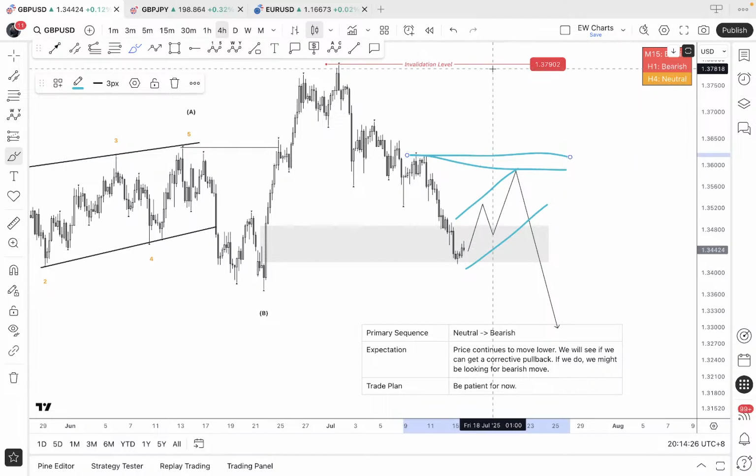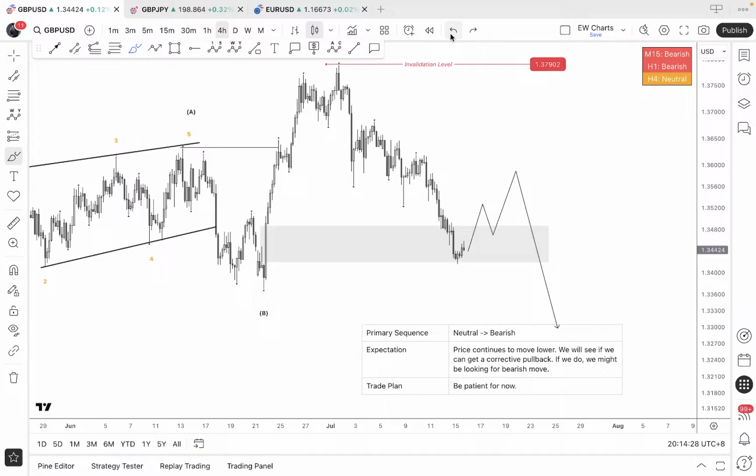So obviously you don't want to be selling at a low. You always want to look for a sell trade setup that gives you a better risk to reward ratio, a better way to manage your risk, right? So be patient, wait for the pullback, and we're going to look for a sell trade.